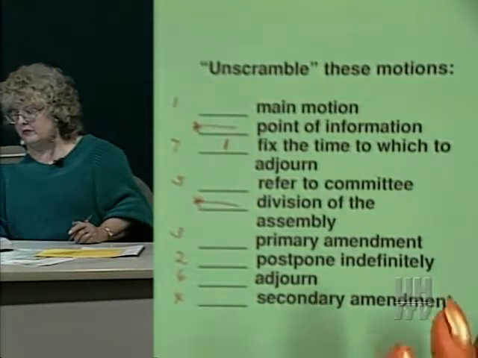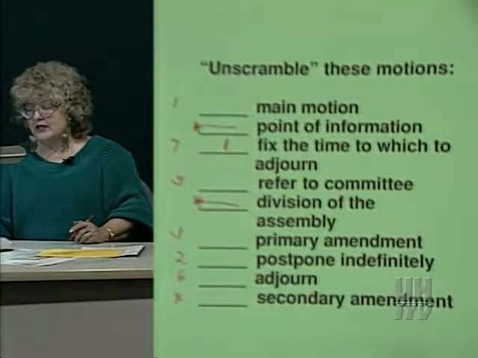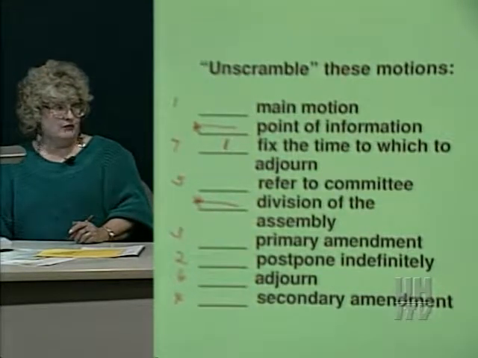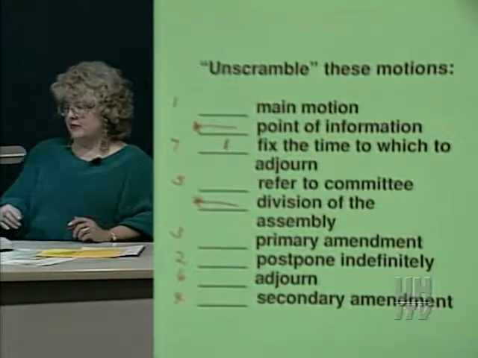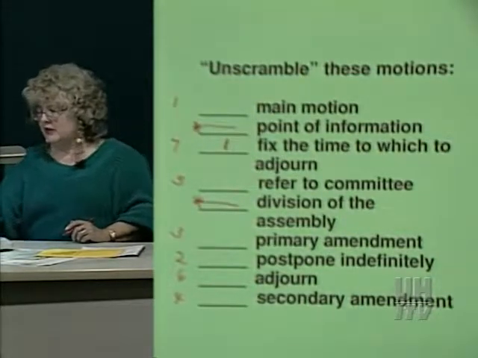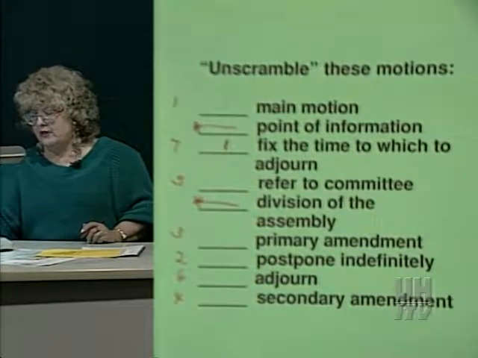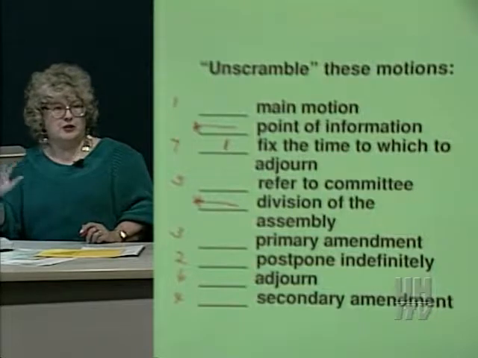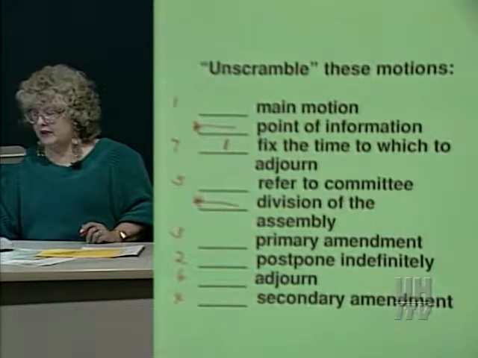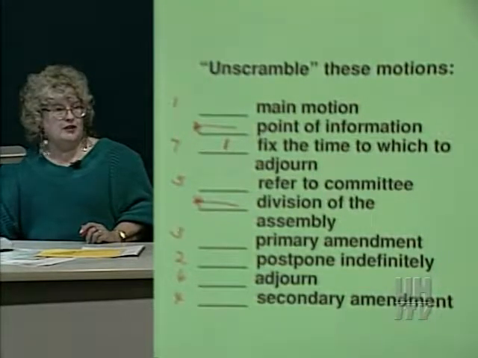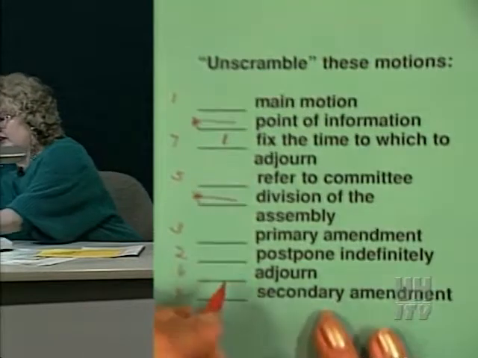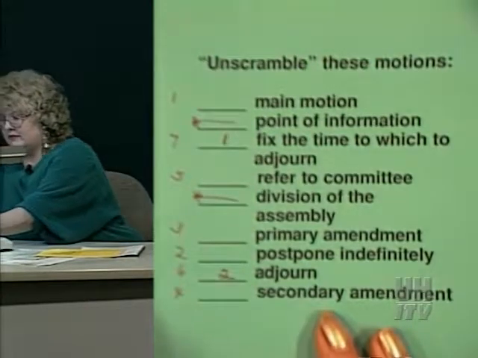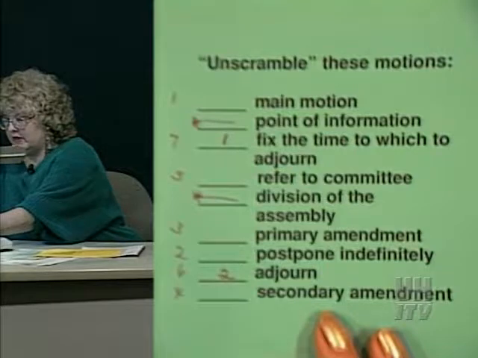So we might vote on fixing the time to which to adjourn so that we have a recessed meeting, come back 4 hours from now, or go for supper, come back in 2 hours. Then what would we vote on next? And we'll just assume these are failing right now so that we keep going. Fix the time failed. What do you vote on next? Adjourn. Okay, that failed. What are we going to vote on next?